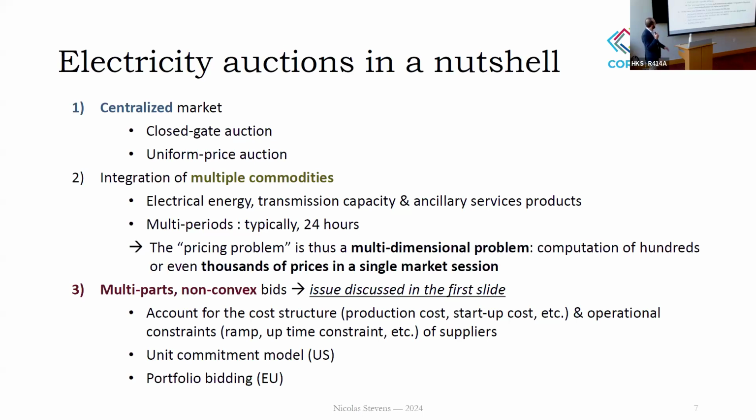So, very centralized markets. Second point, they are also markets that typically integrate multiple commodities in one single market session. In one market, you typically clear electrical energy, of course, at different locations of the grid. These markets also often include the auctioning of the transmission, right? So the ability to exchange electricity between the different locations. This transmission capacity is part of what is auctioned in the same market. And they also often include some additional ancillary services, but I won't really talk about that. And these markets also often run for 24 hours, right? So these are multi-period markets, often 24 periods of 1 hour or 96 periods of 15 minutes.